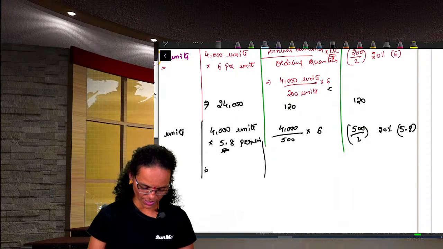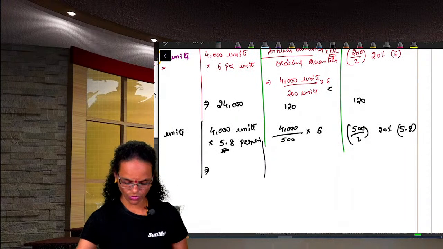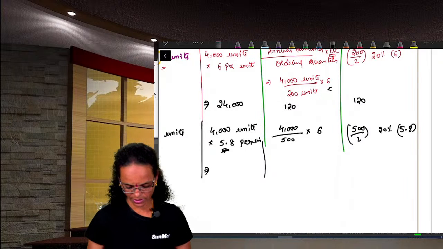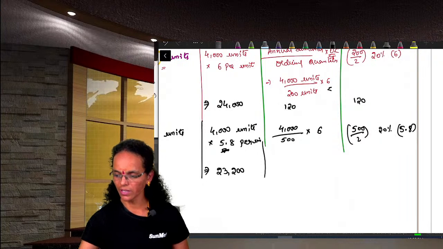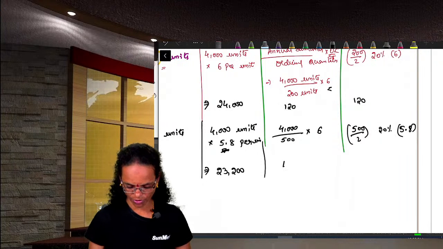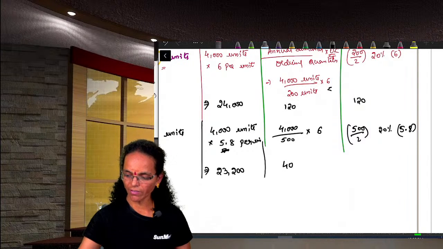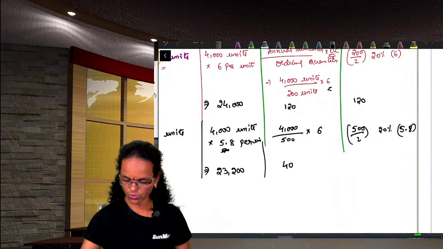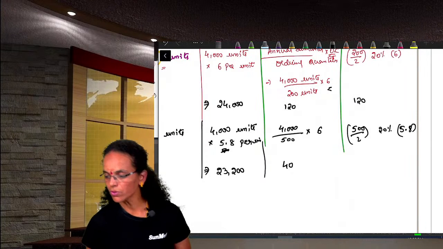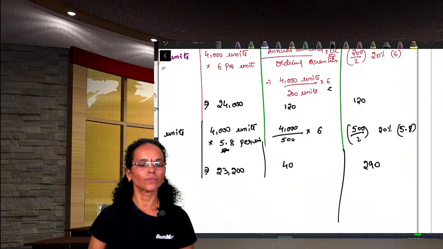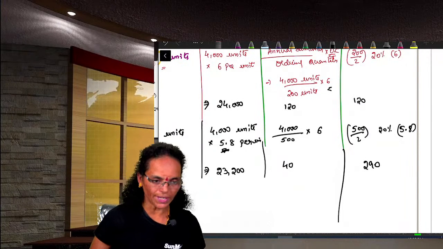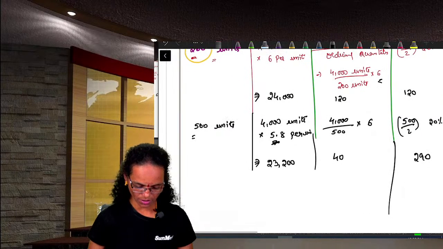Now we'll do calculations. 4,000 into 5.8, that is 23,200. Next one, 4,000 divided by 500 into 6, that is 48 rupees. 500 divided by 2 into 20% into 5.8, that is 290. So this is the cost.